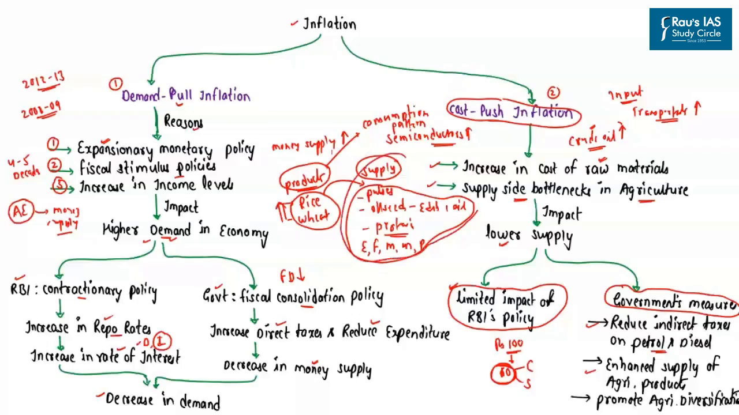And the way to do this is to promote agricultural diversification. So rather than just producing more of rice and wheat, we must actually promote more of agricultural diversification. We must encourage the farmers to grow more fruits, vegetables, pulses, oil seeds, egg, fish, and so on. So this is what you must understand as far as this particular article is concerned.